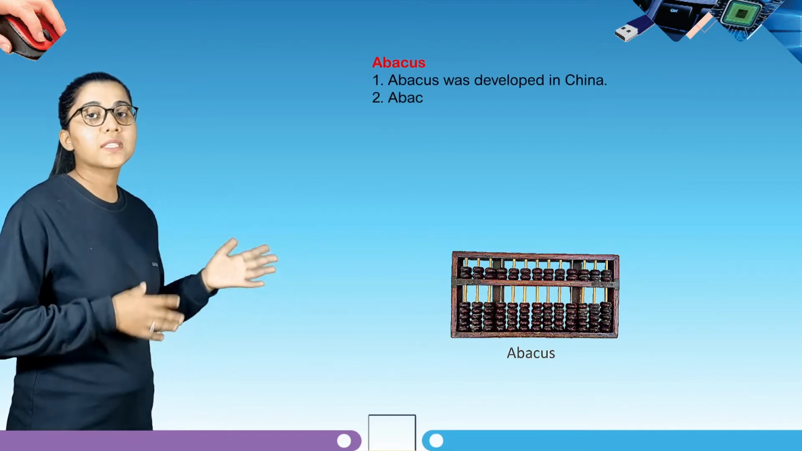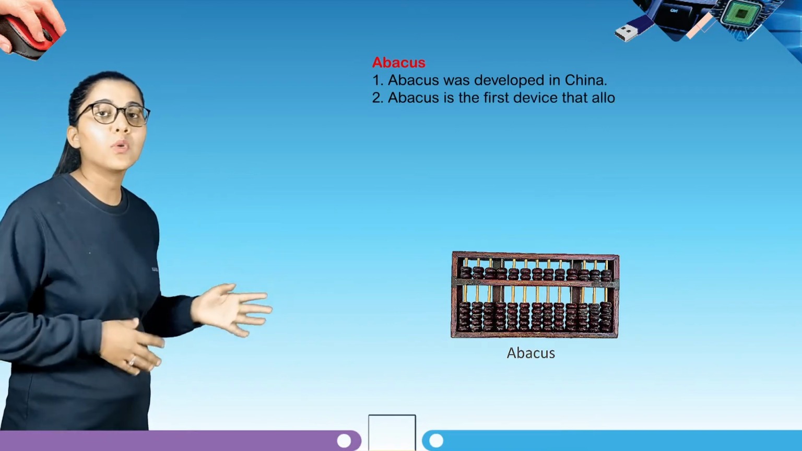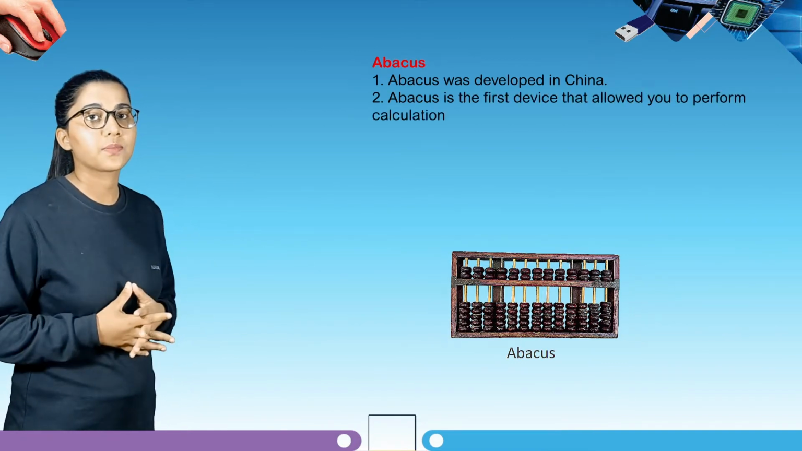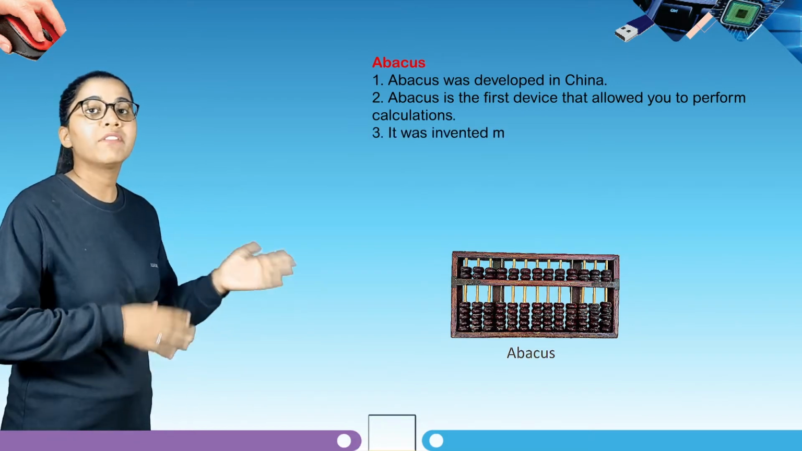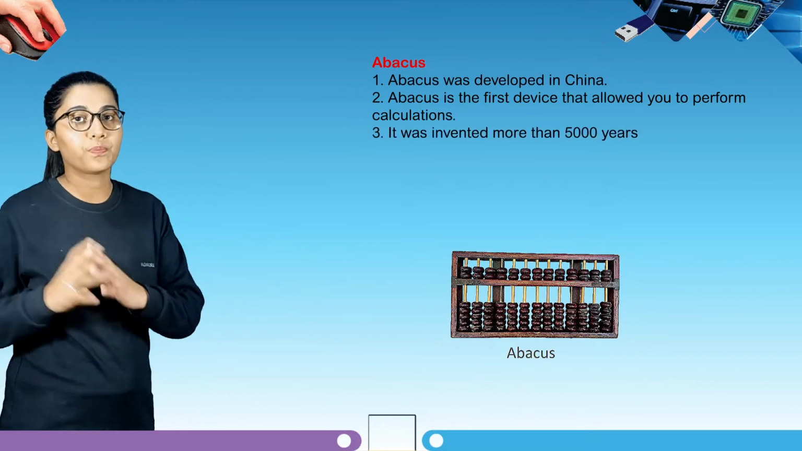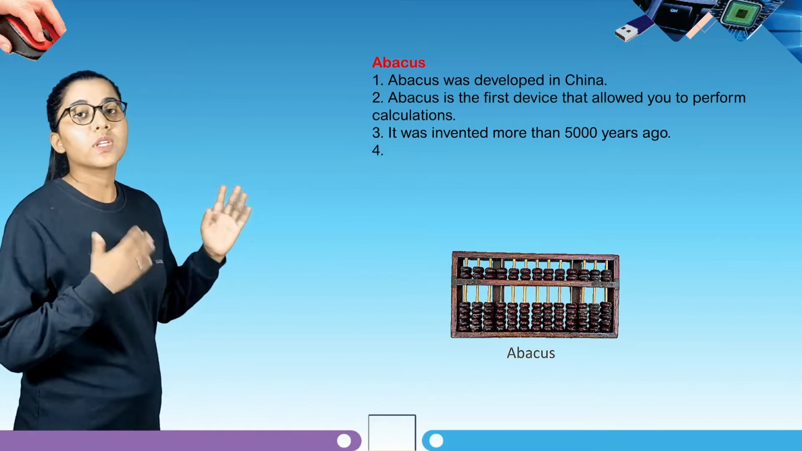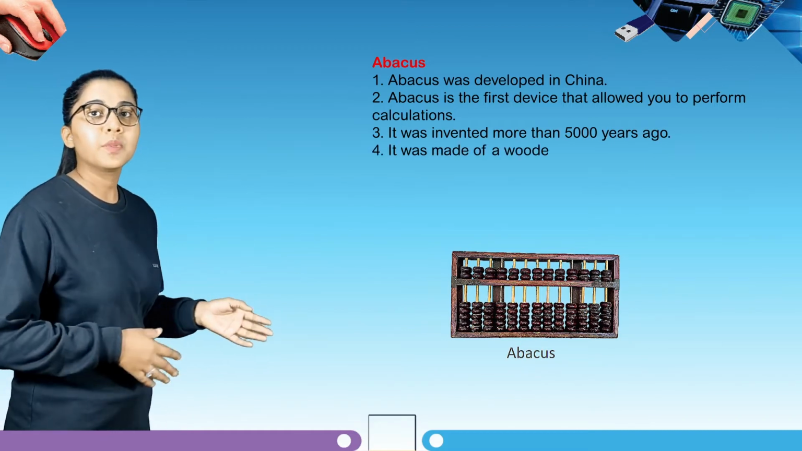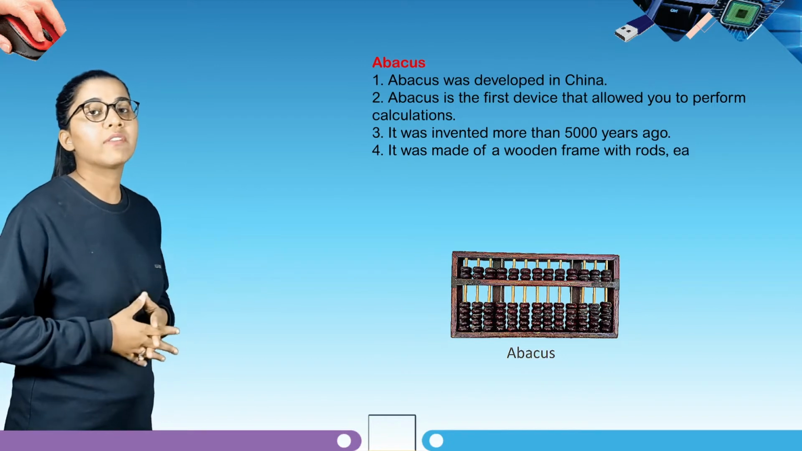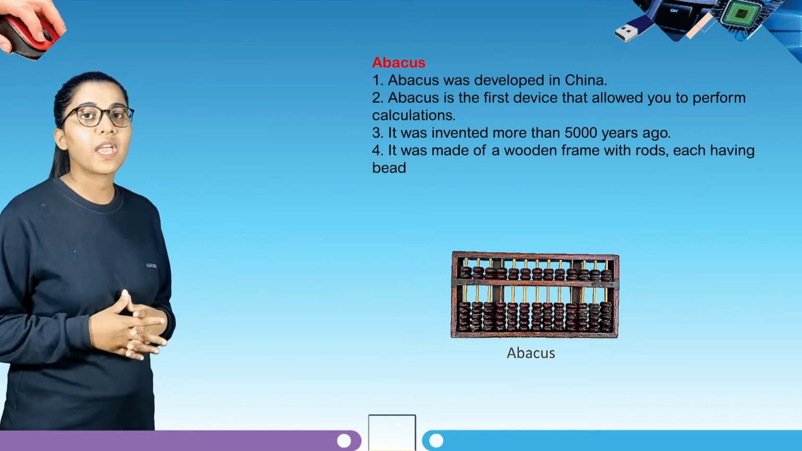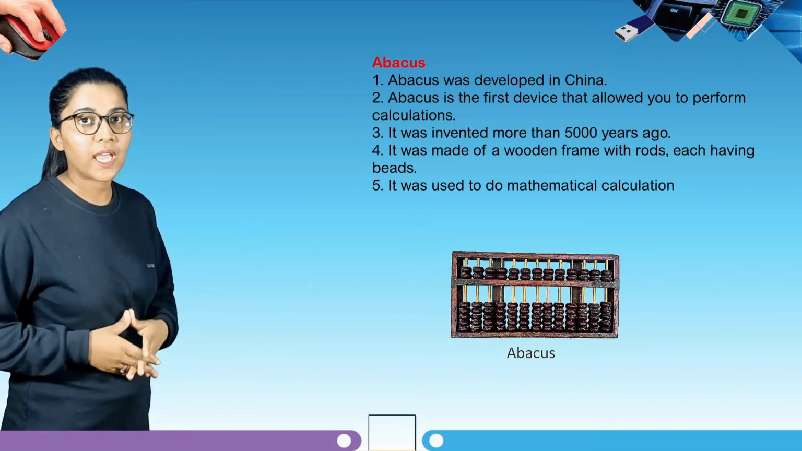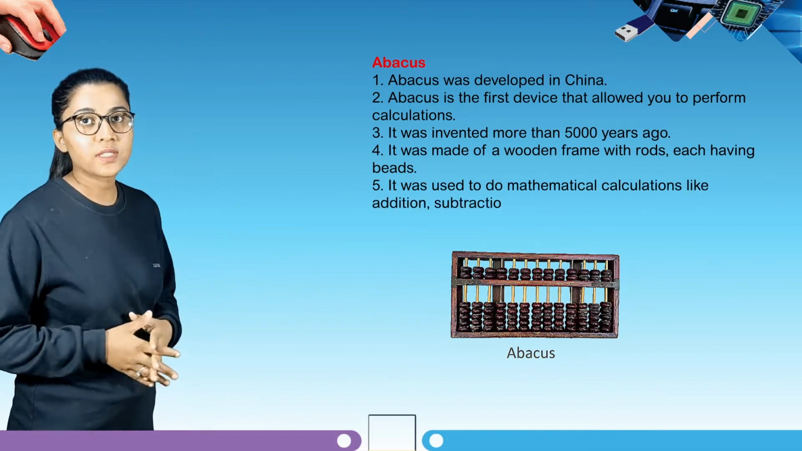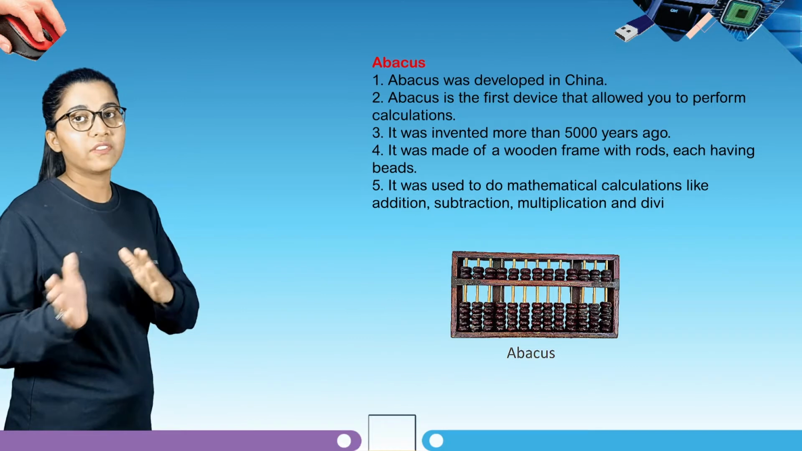Second, abacus is the first device that allows you to perform calculations. Next we have, it was invented more than 5,000 years ago. Next, it was made of a wooden frame with rods, each having beads. Next we have, it was used to do mathematical calculations like addition, subtractions, multiplications and divisions.